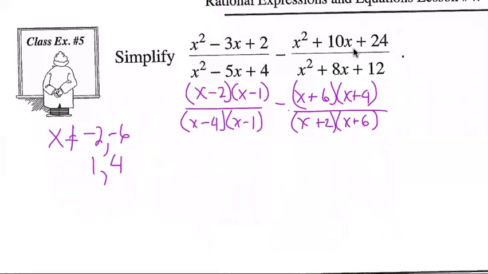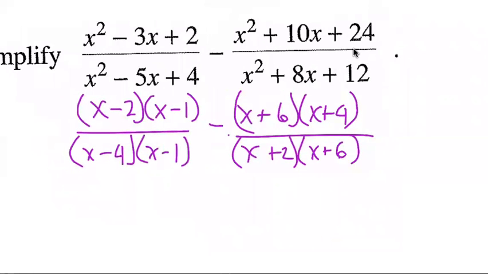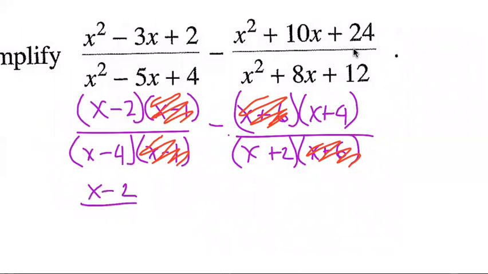Now, look at this question, though. This question is going to allow us to do this before we find a common denominator. Look, this x minus 1 can cancel with this x minus 1. This x plus 6 can cancel with this x plus 6. That's just like reducing a fraction before you do any work with it, right? So we can do that. That'll leave us x minus 2 over x minus 4 minus x plus 4 over x plus 2.